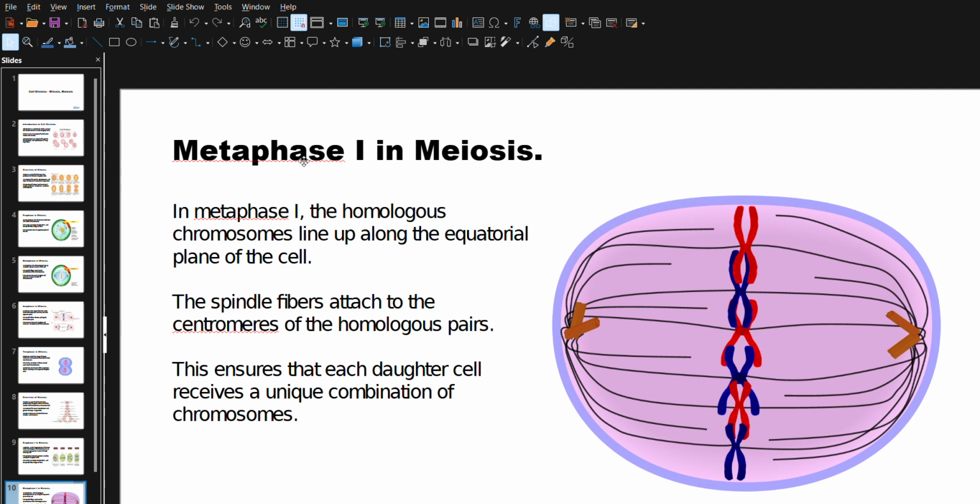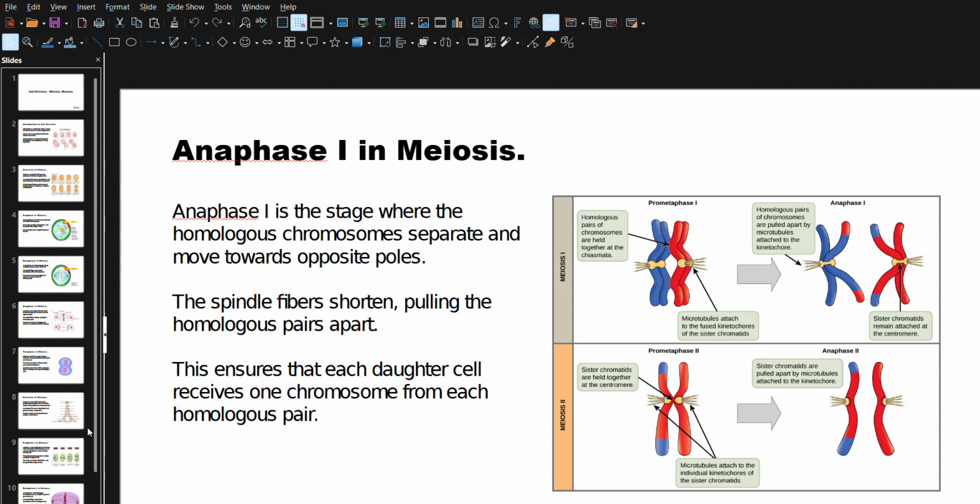Next, metaphase 1 in meiosis. In metaphase 1, the homologous chromosomes line up along the equatorial plane. This ensures that each daughter cell receives a unique combination of chromosomes. Here in the diagram, each one will receive a unique combination of chromosomes. This diagram represents that. Next, we are going to see anaphase 1 in meiosis.